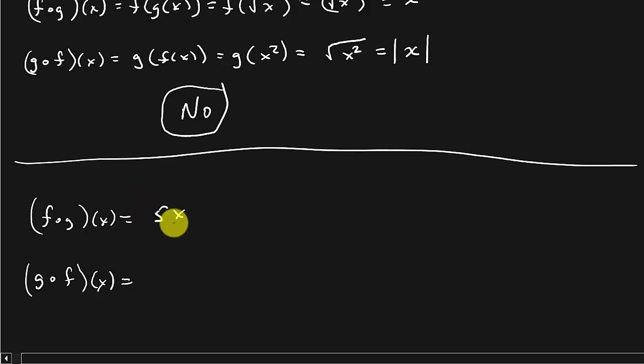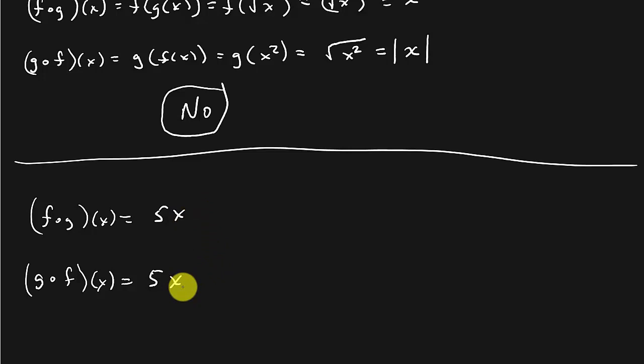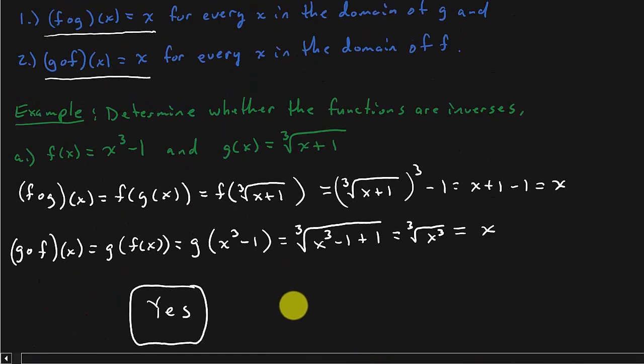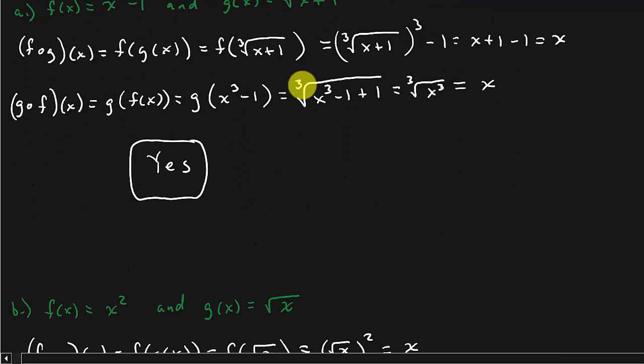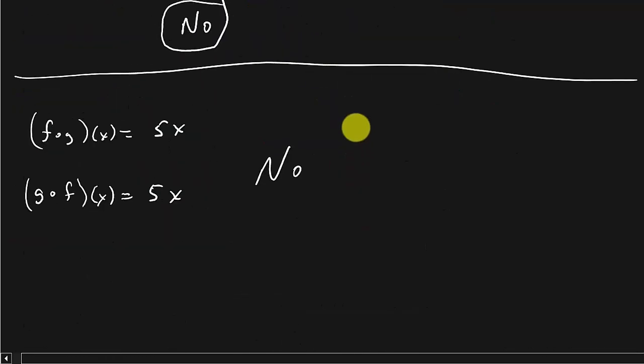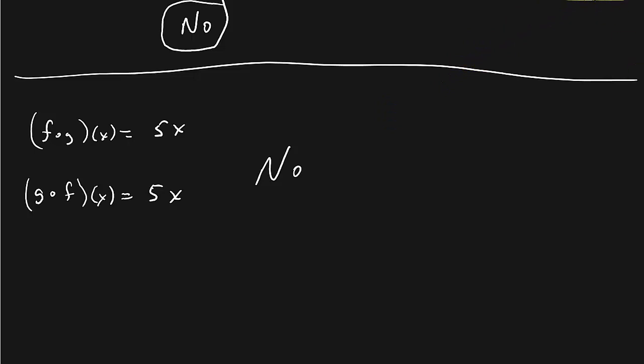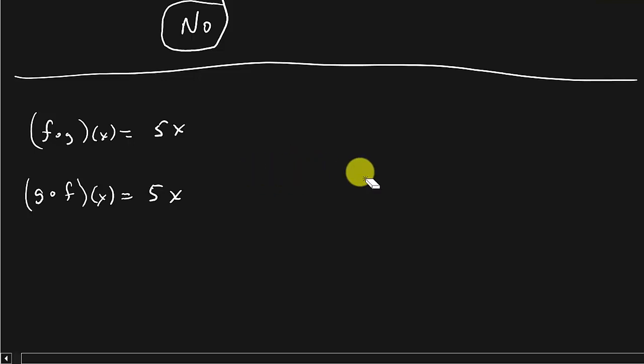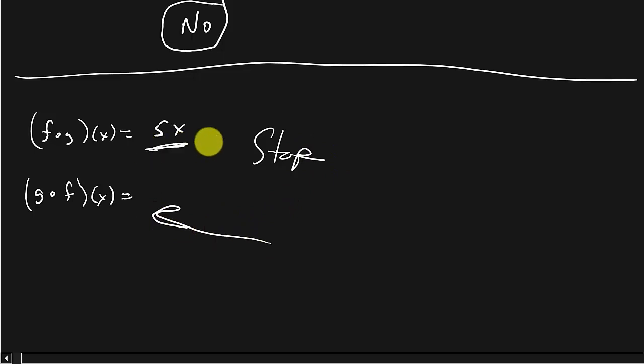I've seen where you get something like this. You get 5x and you get 5x. You get the same answer for both of them. Would those be inverses of each other? The answer is no, because they both have to equal x. They don't have to equal the same thing. They have to equal x. So actually, if you're working a problem, and let's say you're calculating f circle g of x, and you get 5x, you can just stop. You don't even have to do the other one because this doesn't equal x, so they're not going to be inverses.